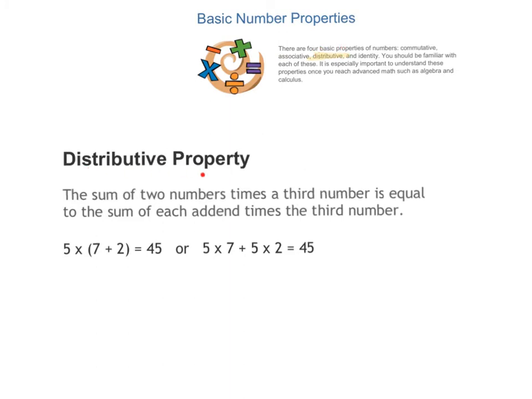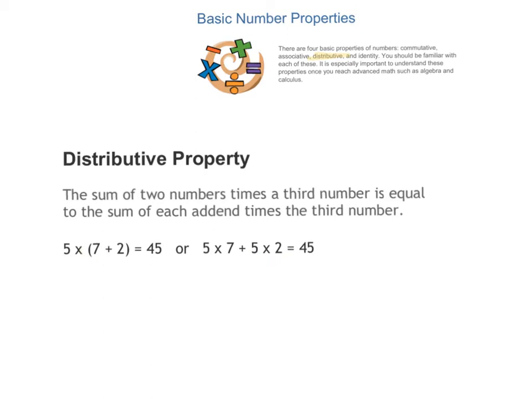So the distributive property says the sum of two numbers times a third number is equal to the sum of each addend, this is an addend, times the third number. So here we have 7 plus 2 times 5. That's the same as writing 7 times 5 plus 2 times 5.